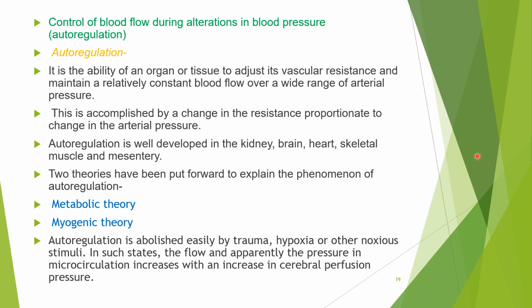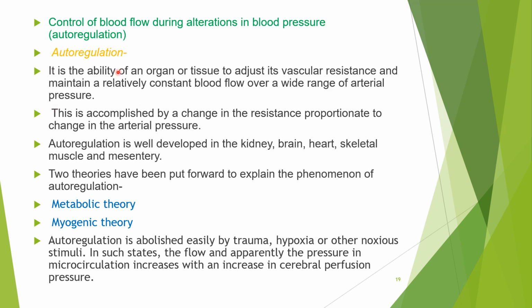So this control of blood flow during alterations in blood pressure is autoregulation. This autoregulation is mainly explained by two mechanisms, that is, two theories have been put forward to explain how autoregulation happens. Those are the myogenic theory and the metabolic theory. So, first some points.